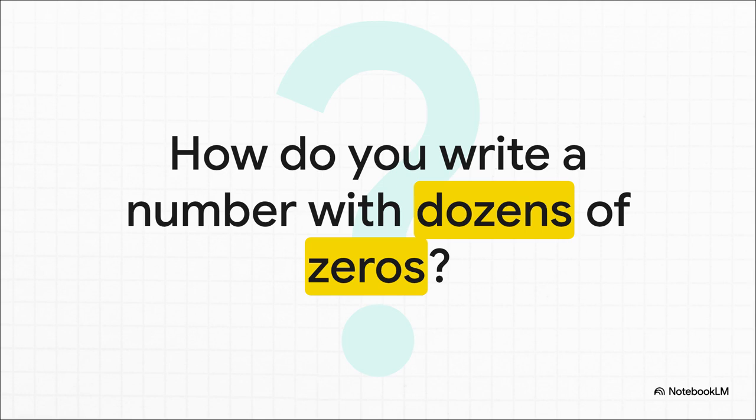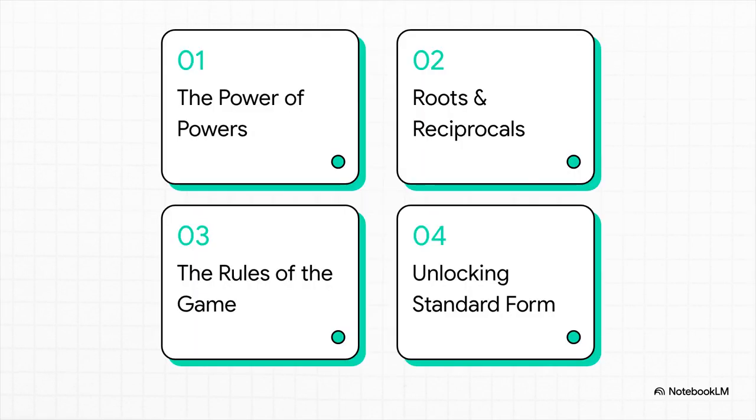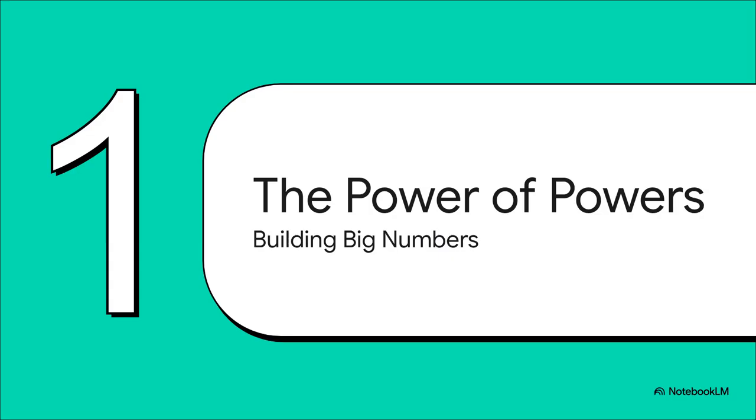Okay, let's dive in. Here's how we're going to do it. We'll build this toolkit step by step. We're starting with a simple idea, the power of powers, then we'll look at its opposite, learn the rules of the game, and finally, we'll put it all together to unlock standard form. By the end, you'll be able to write any number you can think of. All right, first up, let's look at the most basic building block.